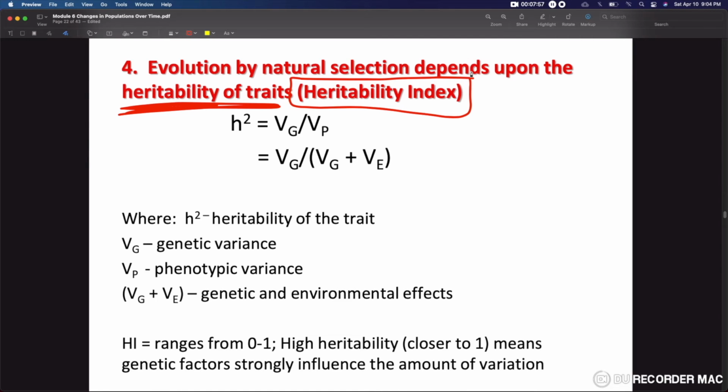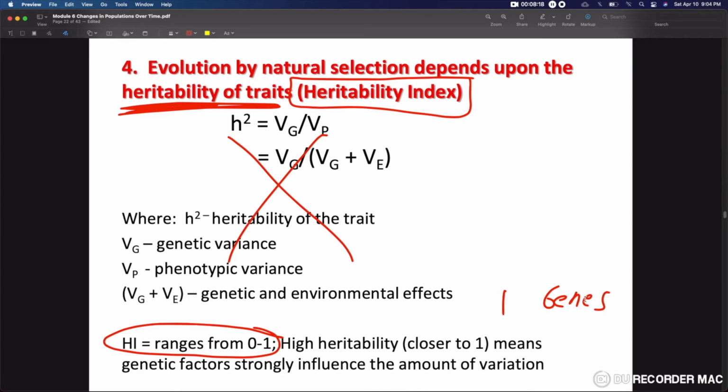So, simply put, I don't need you to memorize all of this. What I need you to remember is this portion right here. Okay? The heritability index right here. Where an index that is closer to 1 means that genetic factor, your genes, are the strong influence. And a heritability factor that is closer to 0 means your environment naman ang nangingibabaw, ang nag-strongly influence. Okay?